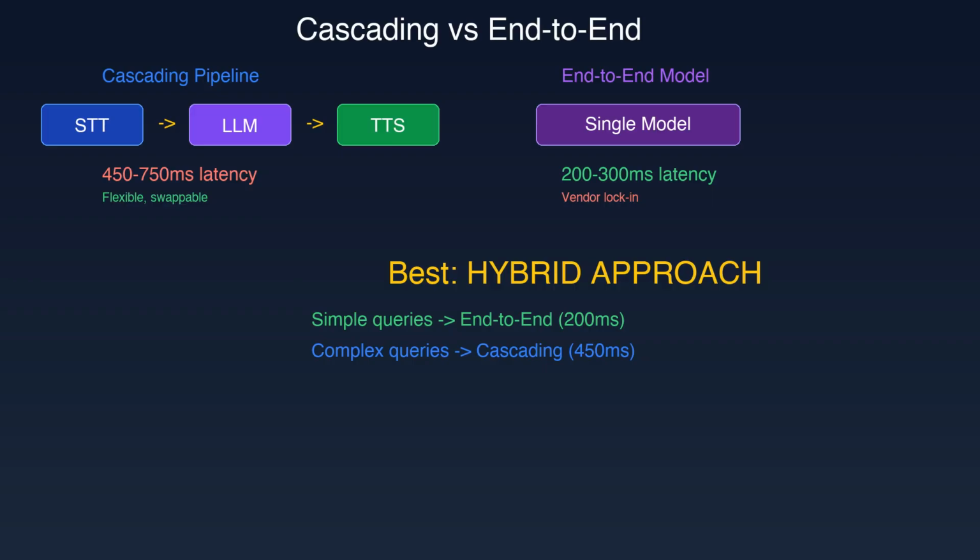The best production systems in 2026 use a hybrid approach. Simple queries like greetings and confirmations go through a fast end-to-end model for sub-200 millisecond responses. Complex queries that need reasoning get routed to a full cascading pipeline. A lightweight router makes this decision in under 50 milliseconds based on query complexity. This gives you the best of both worlds.